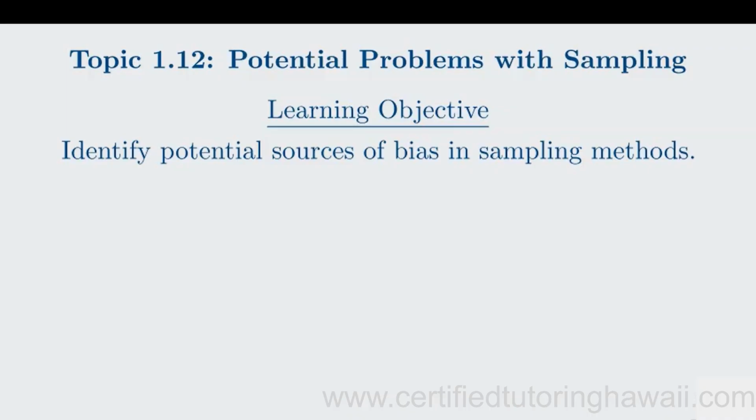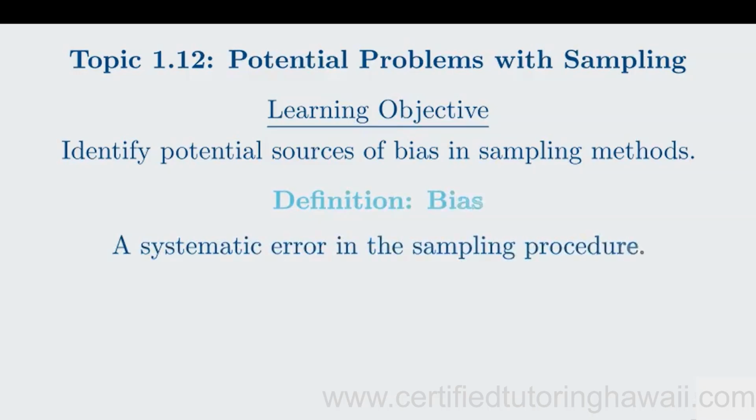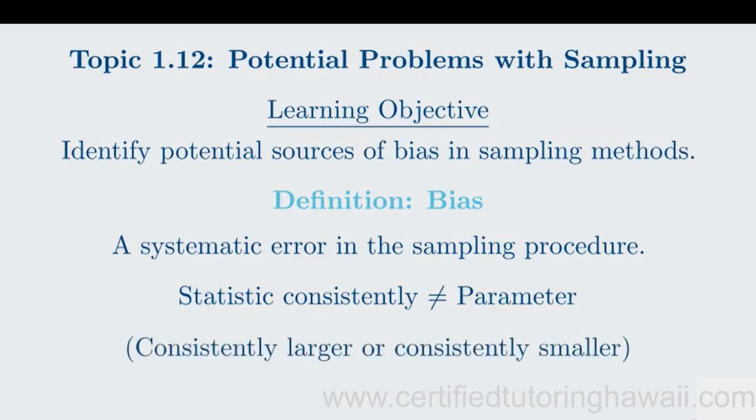was collected poorly. Let's define bias. In statistics, bias is a systematic error in the sampling procedure. It results in a statistic being consistently larger or consistently smaller than the actual population parameter you are trying to estimate. It's not just a one-time mistake, it's a flaw in the process that pulls your results away from the truth in a specific direction.